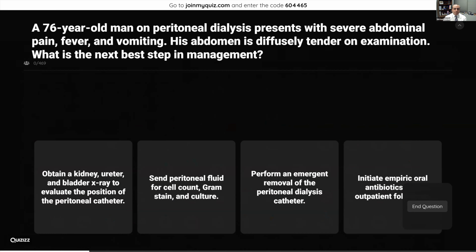All right. Next question. A 76-year-old man on peritoneal dialysis presents with severe abdominal pain, fever, and vomiting. His abdomen is diffusely tender on examination. What is the next best step in management? A, obtain a kidney, ureter, bladder x-ray, KUB, to evaluate the position of the peritoneal catheter. B, send peritoneal fluid for cell count, gram stain, and culture. C, perform an emergent removal of the peritoneal dialysis catheter. Or D, initiate empiric oral antibiotics with outpatient follow-up.